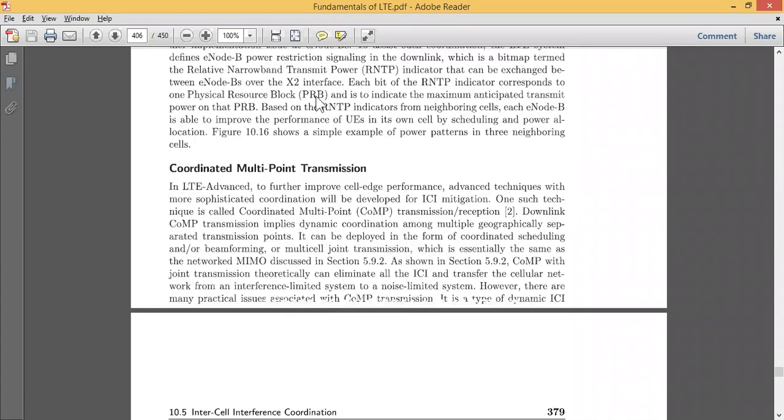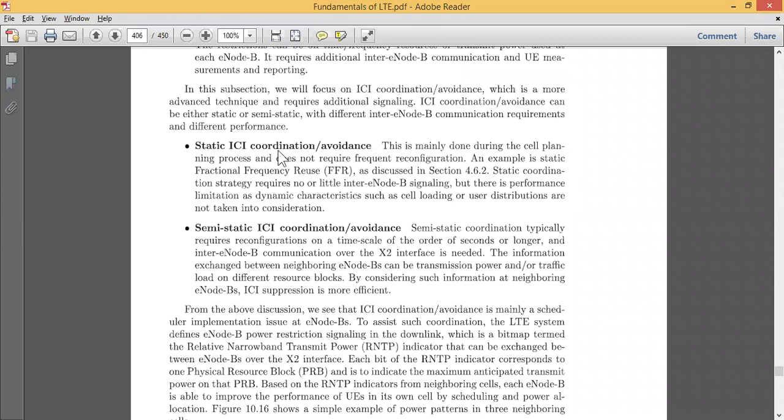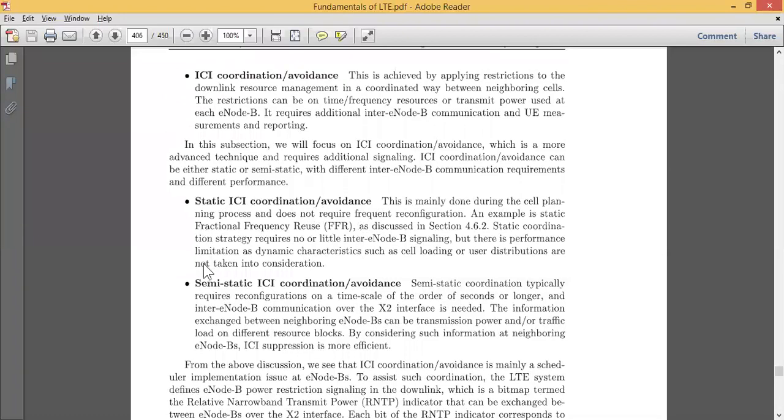The two categories we can see here are static ICI coordination or avoidance, and semi-static ICI coordination or avoidance. These two fall under ICI coordination avoidance. So one is static, another is semi-static. What is static here is mainly done during the cell planning process, at the beginning only. When you plan or design one particular cell area, you need to do this kind of static coordination. This process does not require frequent reconfiguration. Once configured, that's it, it is done. Do not go for doing it again and again. Therefore, this falls under the category of static coordination.